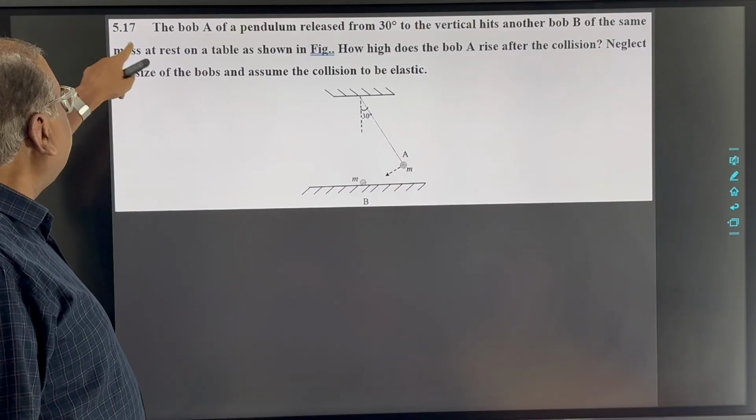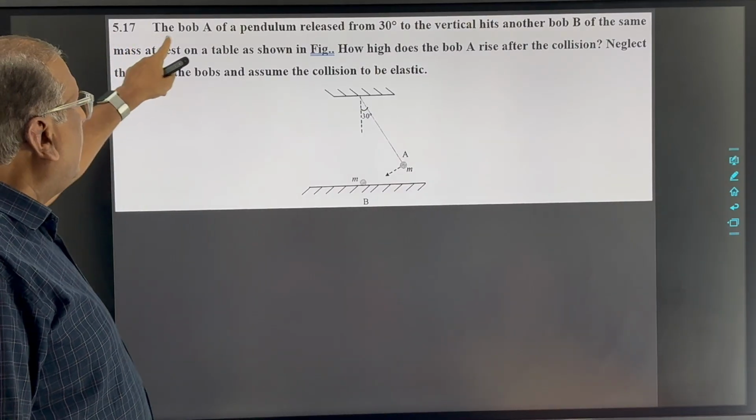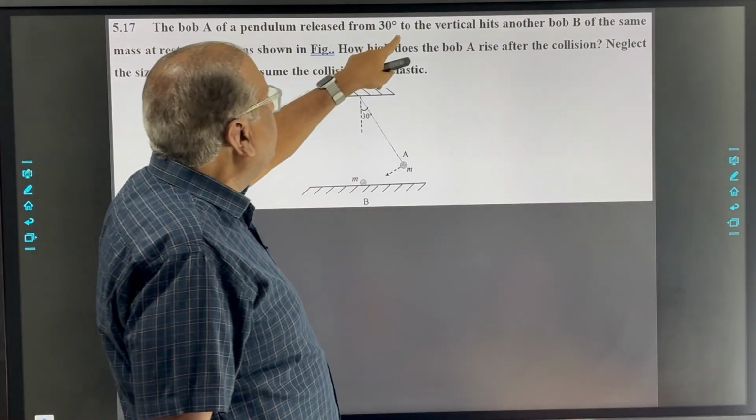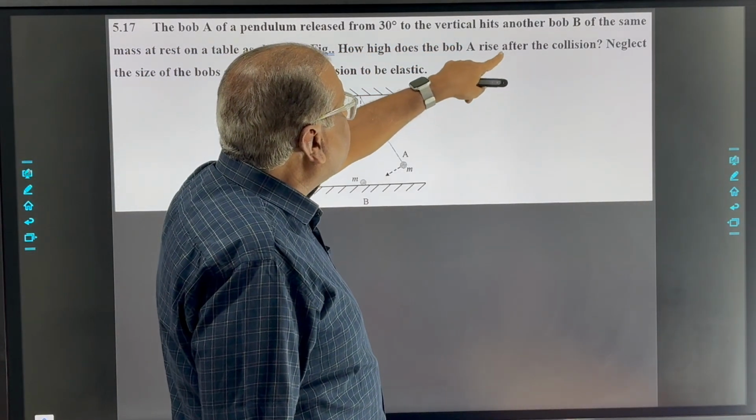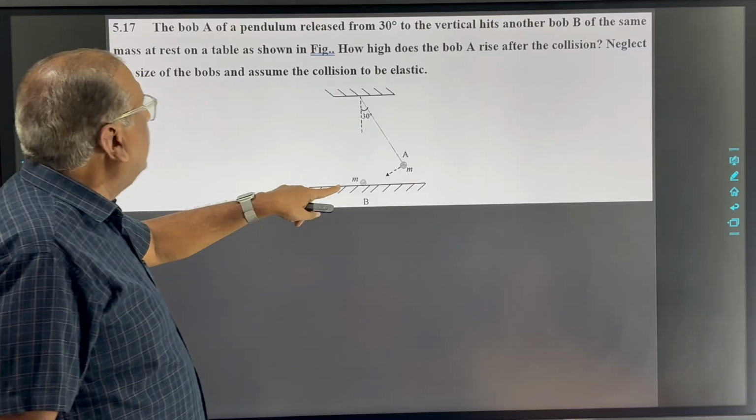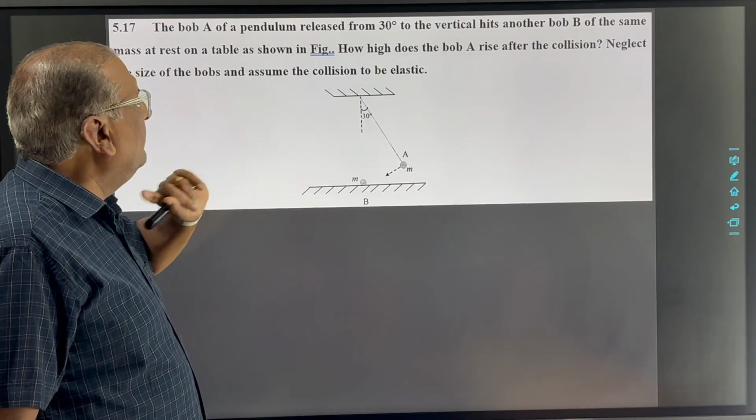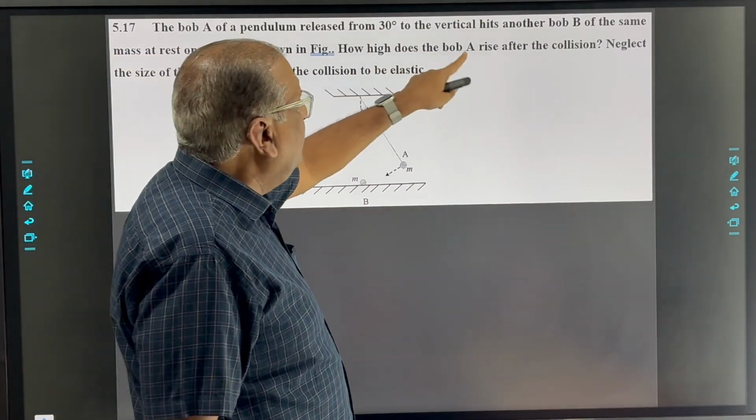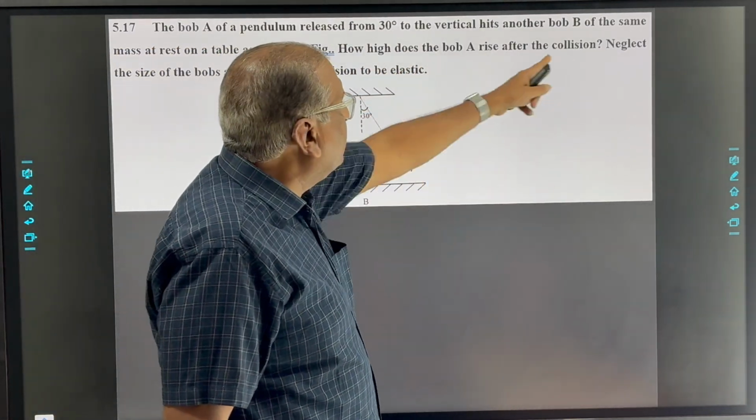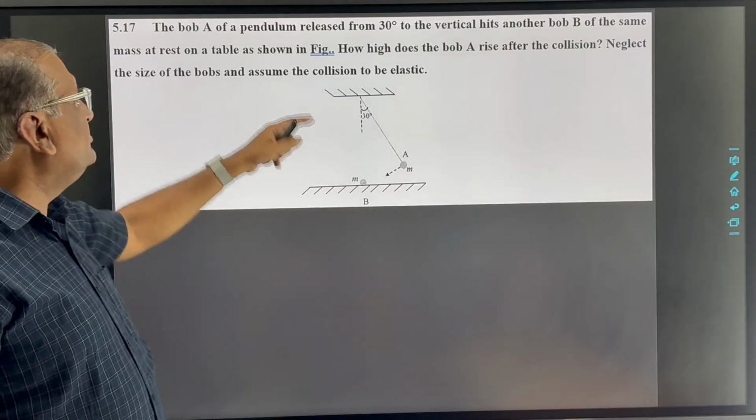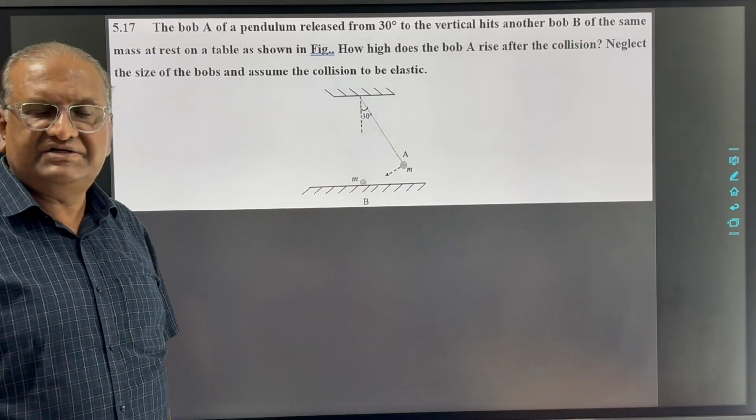Now exercise 5.17. The bob A of a pendulum released from 30 degree to the vertical hits another bob B of the same mass at rest on a table as shown in the figure. How high does the bob A rise after the collision? Neglect the size of the bobs and assume the collision to be elastic.